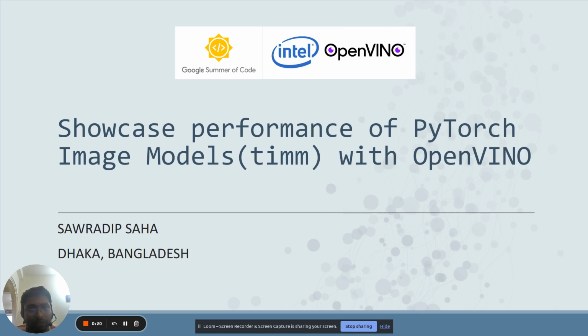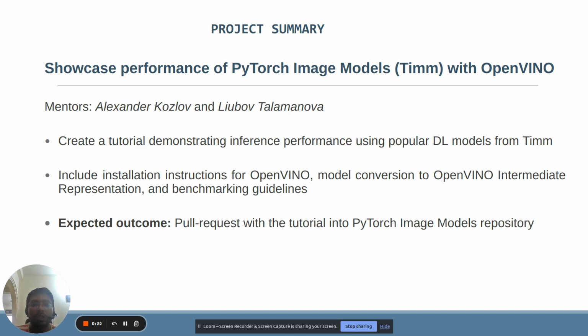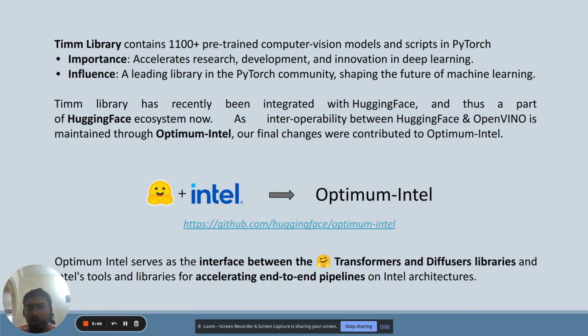So let's start. As you guys know, my project was to integrate the TIMM library and the TIMM models with OpenVINO and to create a clear guidance and clear step-by-step tutorial on how to use OpenVINO enhancements in the inference stage of TIMM models and how to utilize those. So for those who don't remember, let me just give a little overview of the whole scenario.